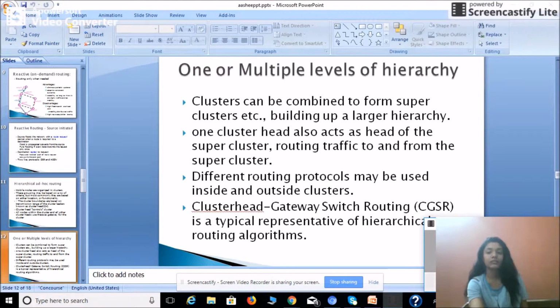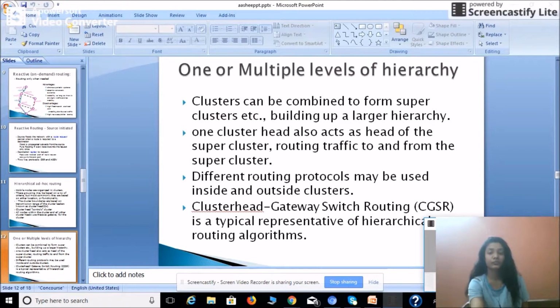One or multiple levels of hierarchy. In this hierarchy ad hoc routing, we have multiple levels. Clusters can be combined to form superclusters, building up a larger hierarchy. One cluster head also acts as a head of a supercluster, routing traffic to and from the supercluster. Different routing protocols may be used inside and outside the cluster.